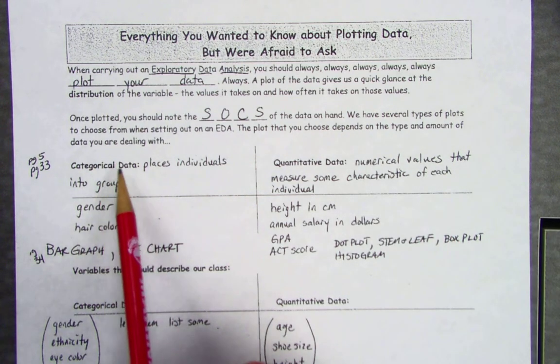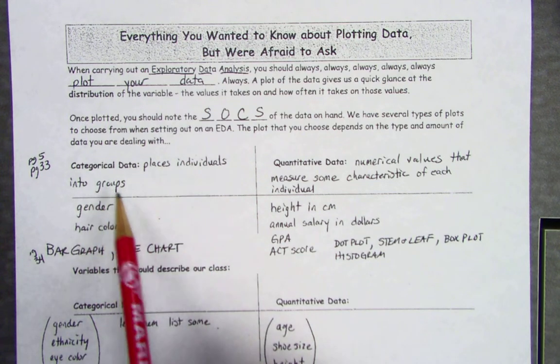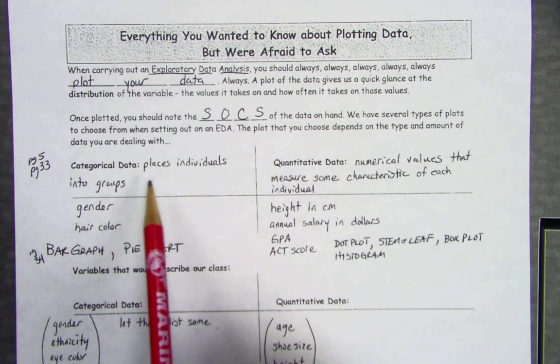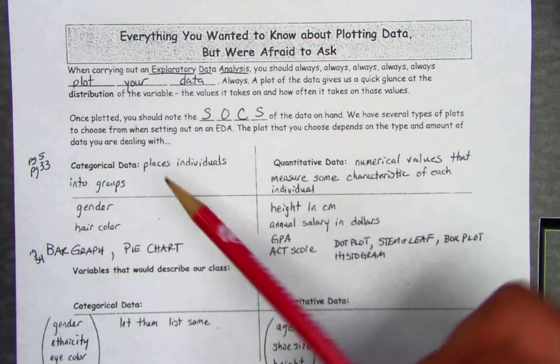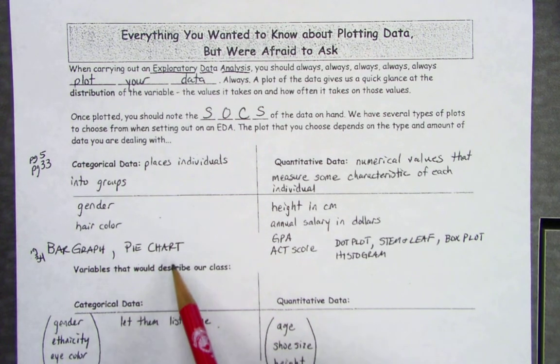If we have categorical data, that is data that places individuals into groups. So not so much a numerical, but more of a grouping, like gender, male and female, or hair color. You could have various types of hair color. There's lots of other types of categorical data we could use, eye color, shirt color, any kind of color that would separate it, ethnicity, and those types of things. Whenever we have categorical data, we're going to either use a bar graph or a pie chart to represent it graphically.